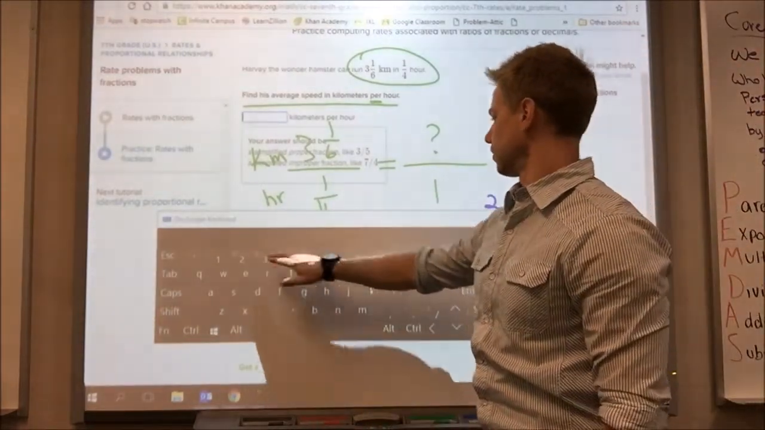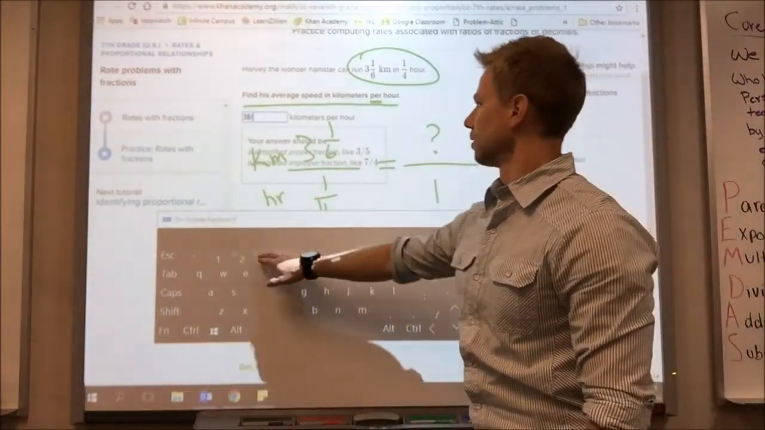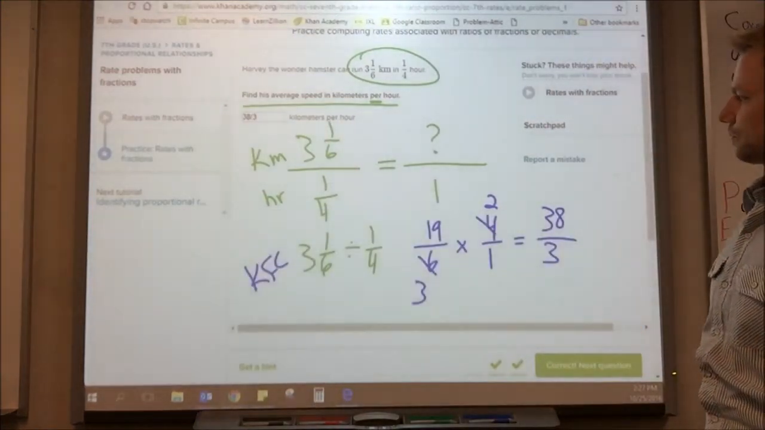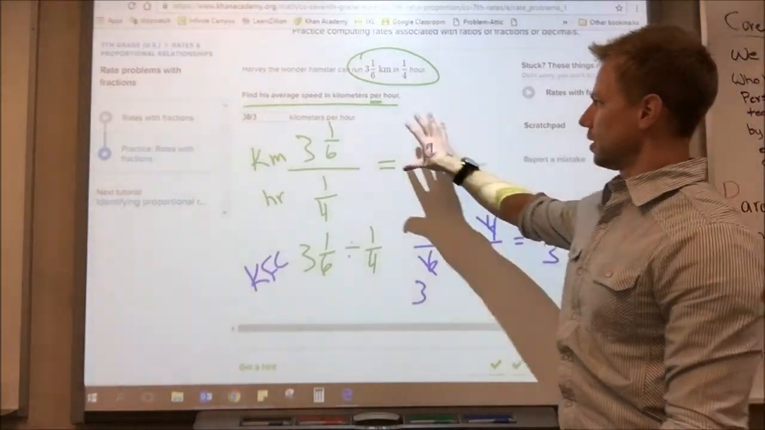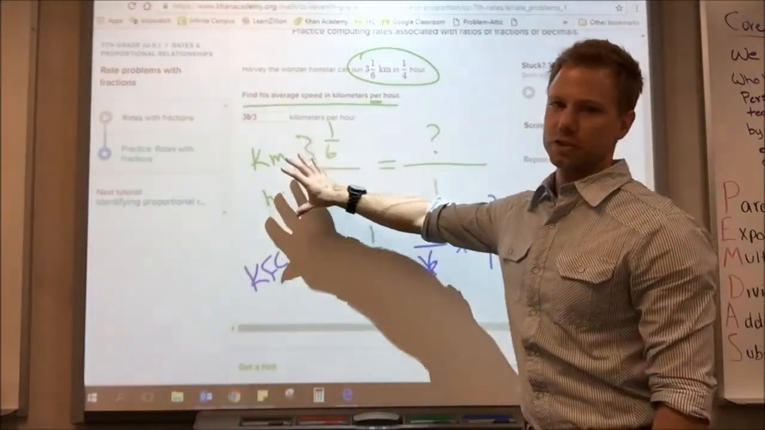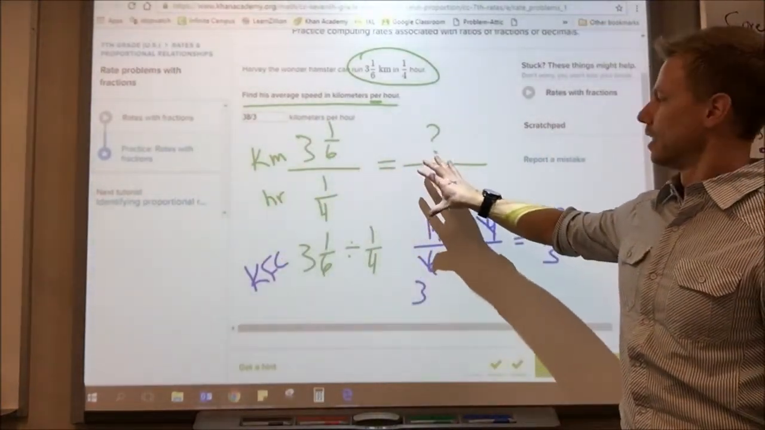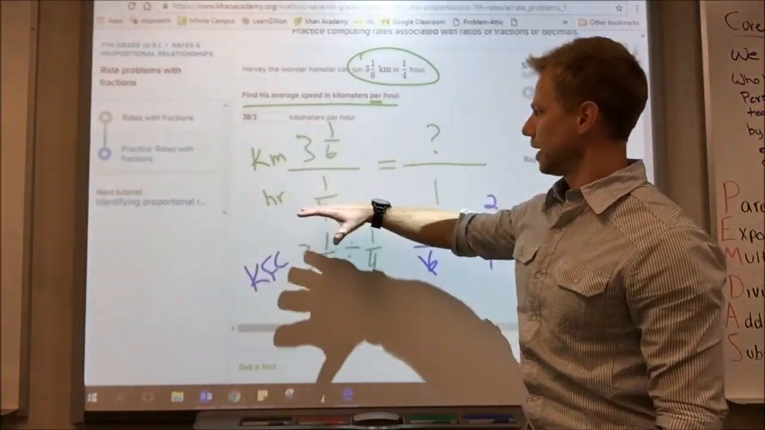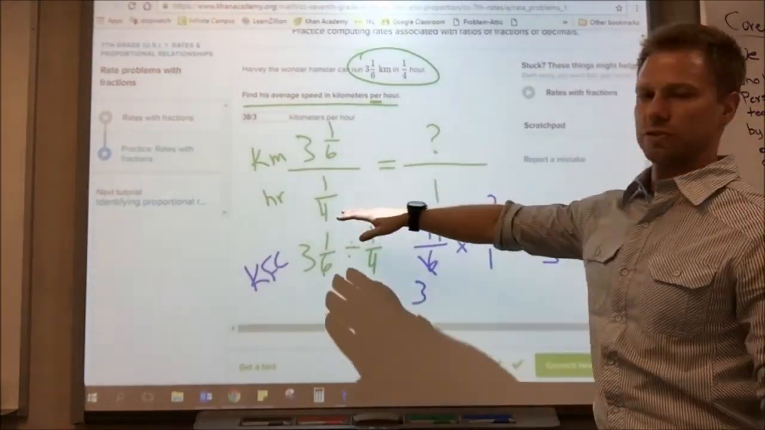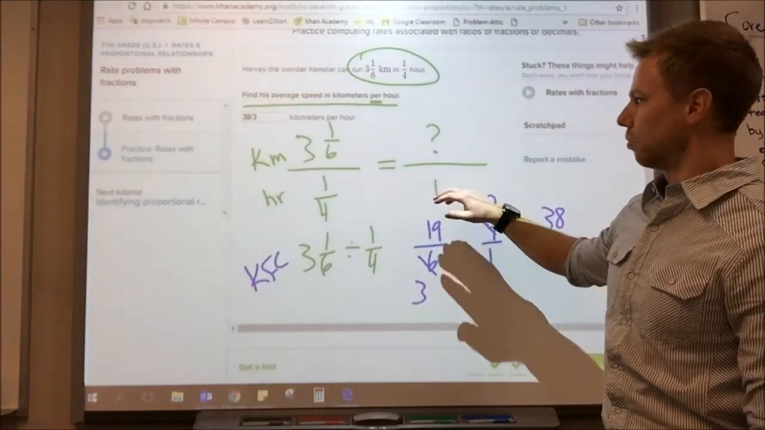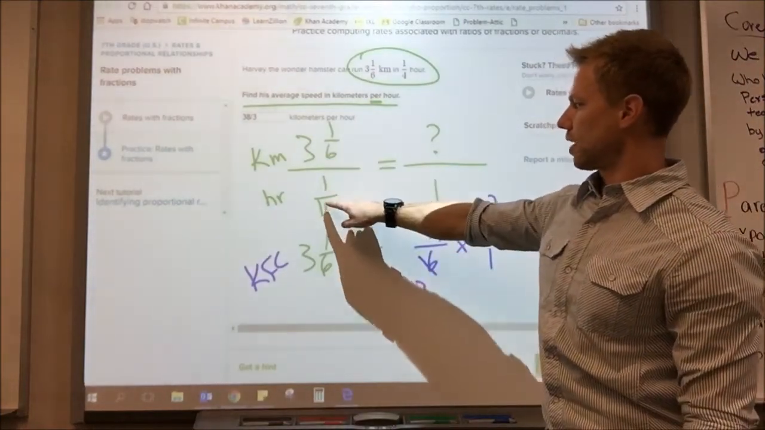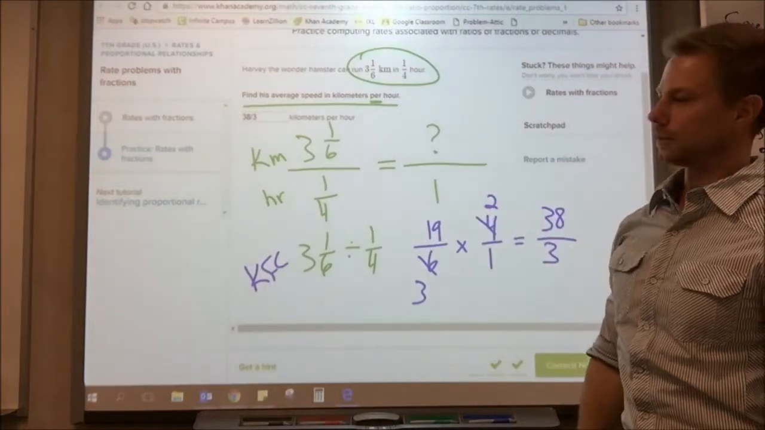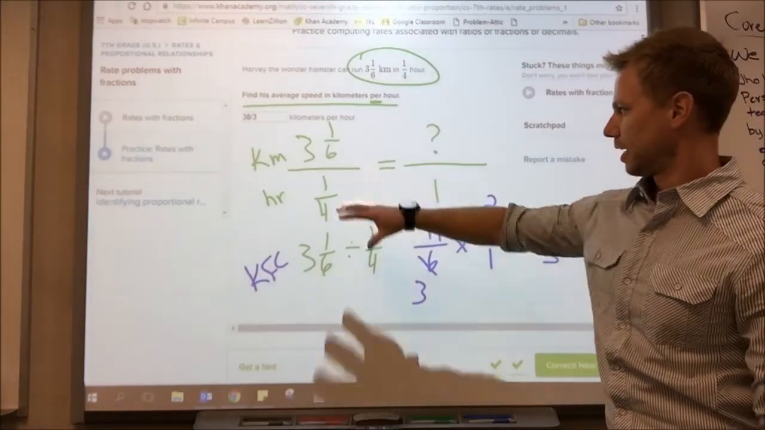So we plug in 38 over 3, and that's correct. Okay? It's important that you understand how to set up these proportions, because that's going to help us a lot as we go throughout this unit. Put your labels in place, and then put the numbers according to where they go by the label. This is kilometers, this is hours. We're looking for kilometers in 1 hour. Then we divide to solve.